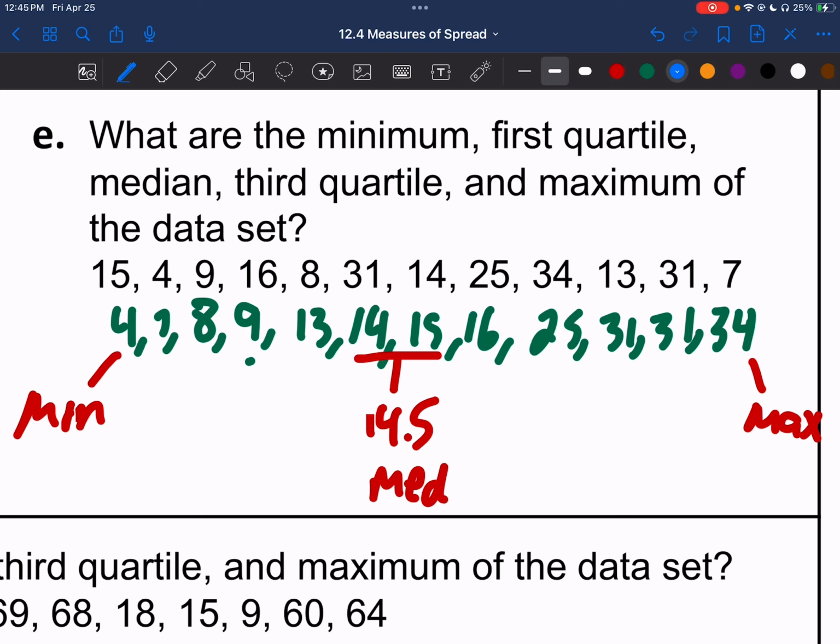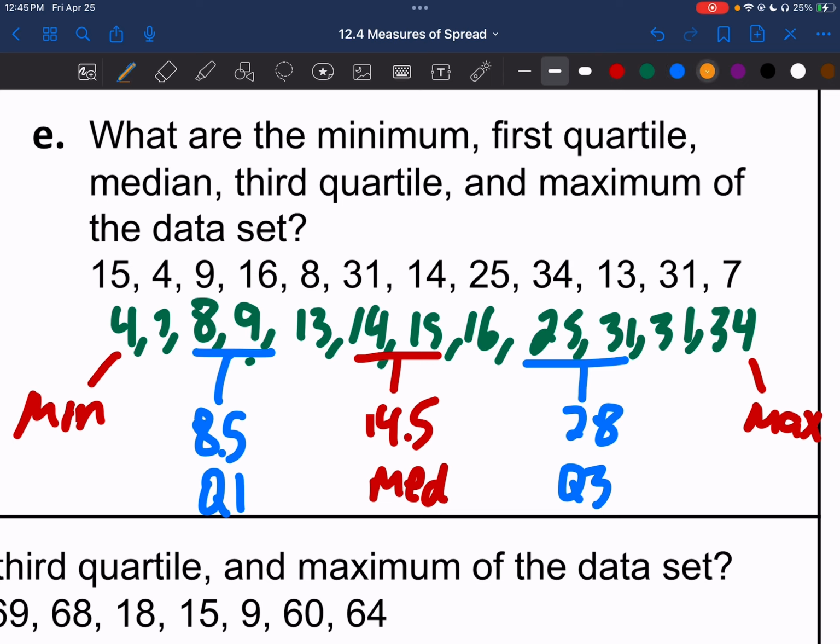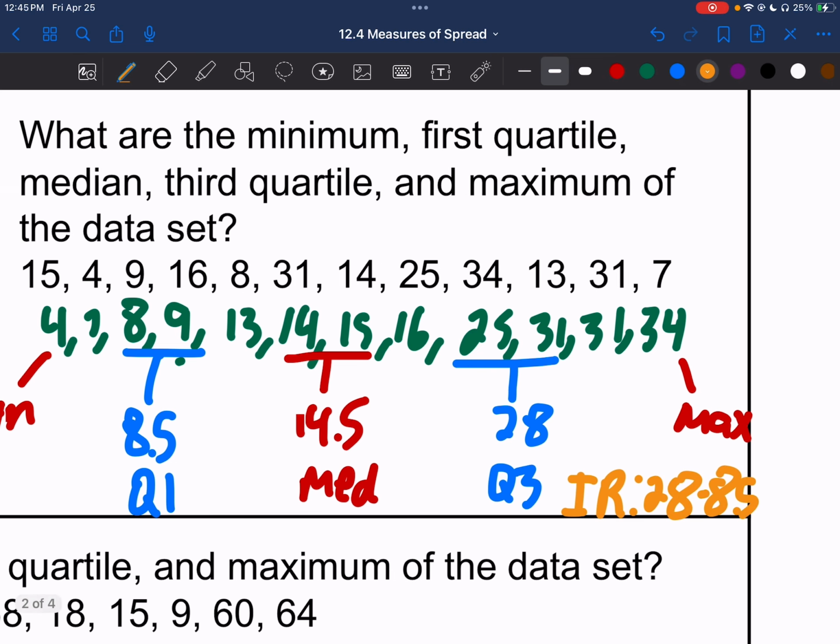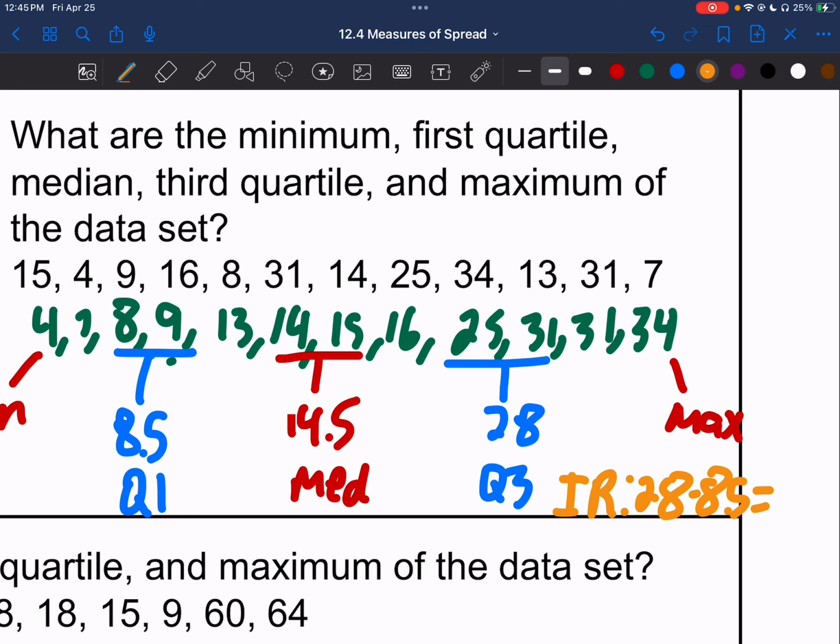To the left of the median, we have 1, 2, 3, 4, 5, 6 values, so we need to find the average of 8 and 9, and we get 8.5, which is quartile 1. To the right, we take the average of 25 and 31, and we get 28, which represents quartile 3. So then our interquartile range is 28 minus 8.5, and that's going to equal 19.5.